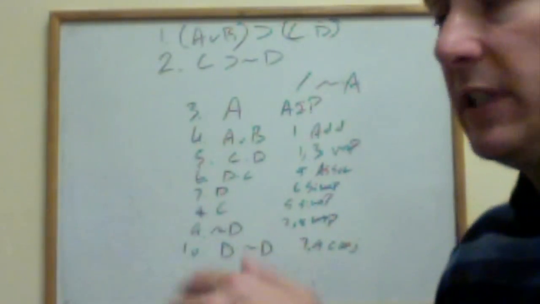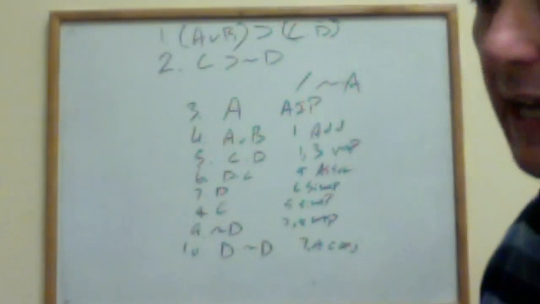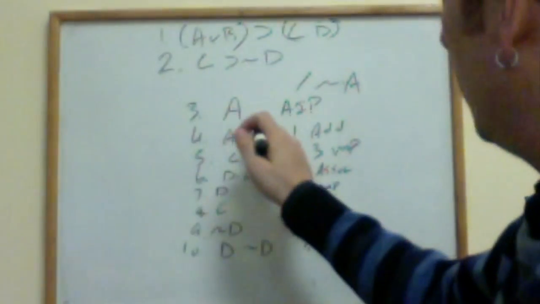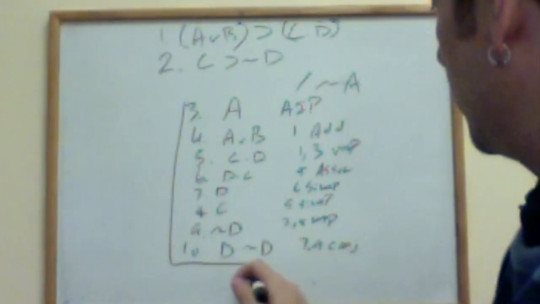Don't forget to keep track. So now we have D dot tilde D. That's a contradiction. We've done what we said we wanted to do.